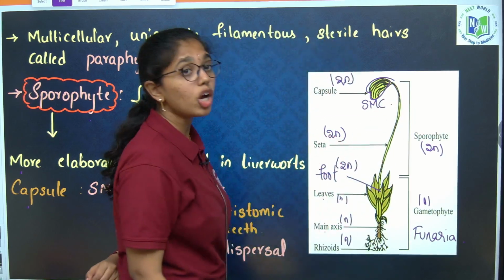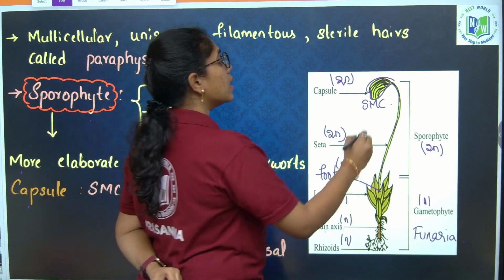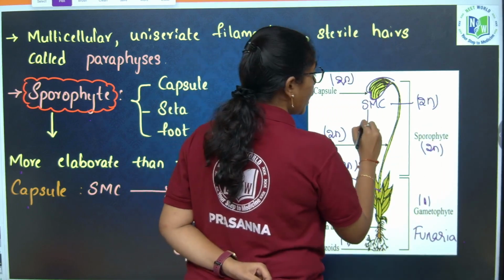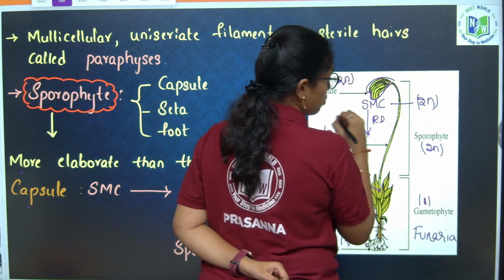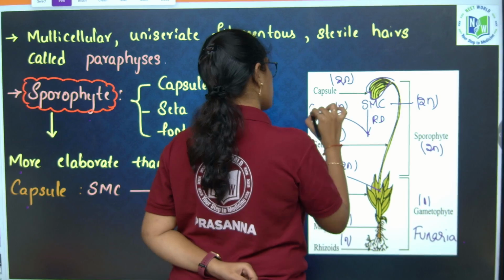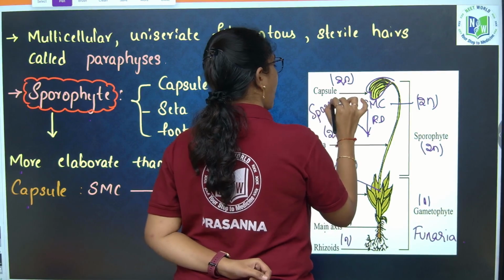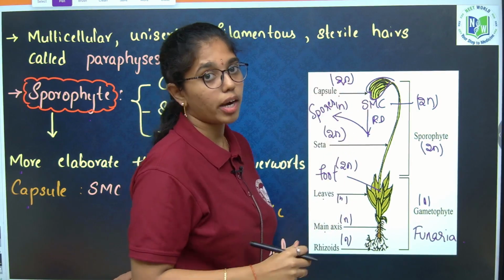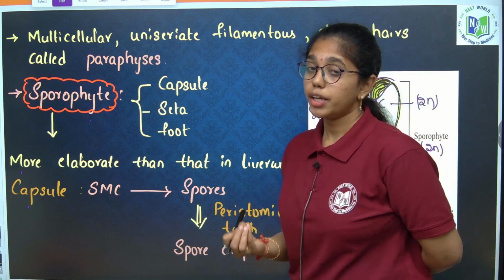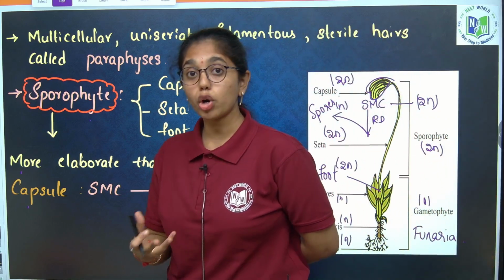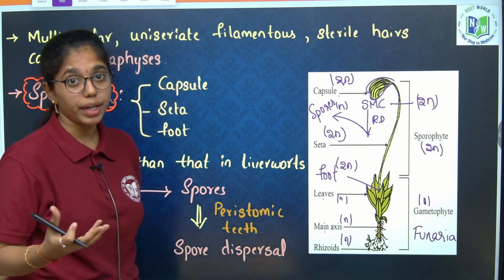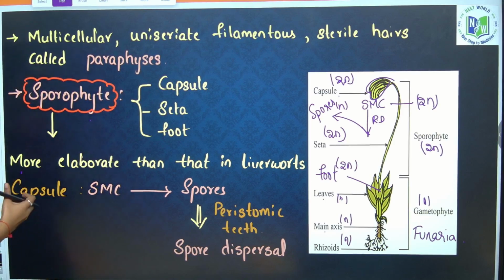In the capsule, at this region, spore mother cells are present. These are diploid. They undergo reductional division or meiosis and release haploid spores. These haploid spores reaching a suitable substratum will germinate into protonema, that is the primary gametophytic structure. So, clear with this?